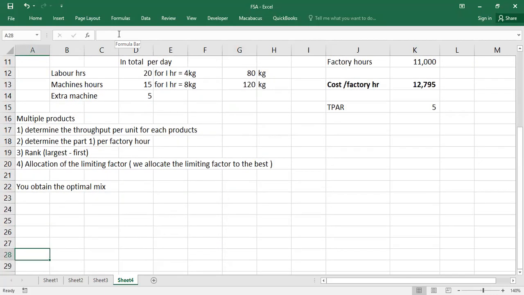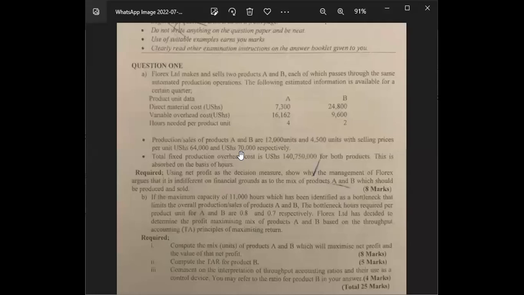These are the steps you're going to follow, and we're going to apply them on the question that I already shared. I can share it again. You're given these two products. Our first step, you're going to find the throughput for each product, and then determine the throughput per factory hour. Then we rank, then we allocate. So this is the information I have. Let me go to the Excel and apply it. I think you guys already have this question. If you don't have it, we shall be going forth and back so that we're together.